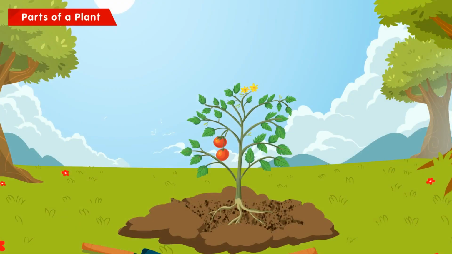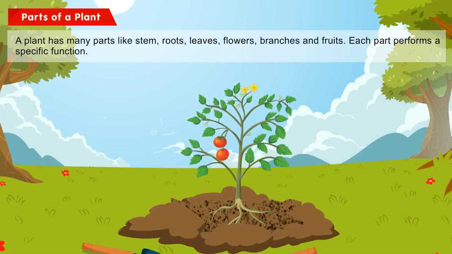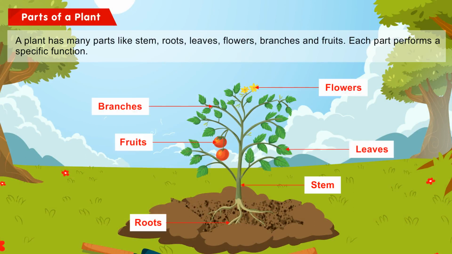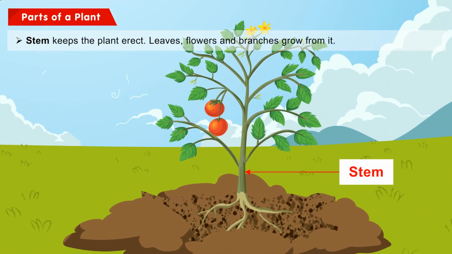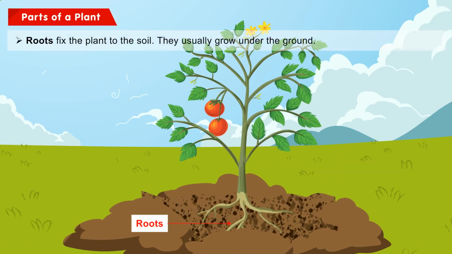Parts of a plant. A plant has many parts like stem, roots, leaves, flowers, branches, and fruits. Each part performs a specific function. Stem keeps the plant erect. Leaves, flowers, and branches grow from it. Roots fix the plant to the soil. They usually grow under the ground.